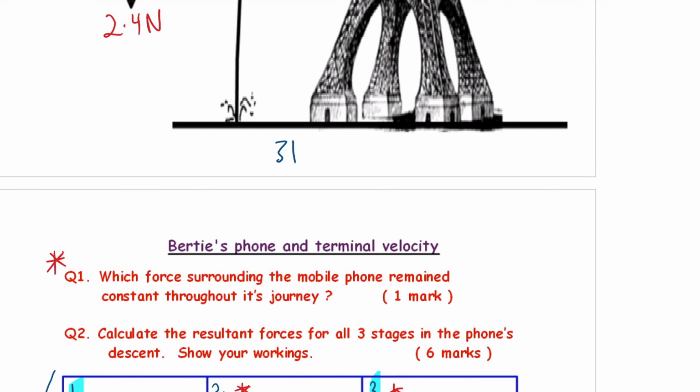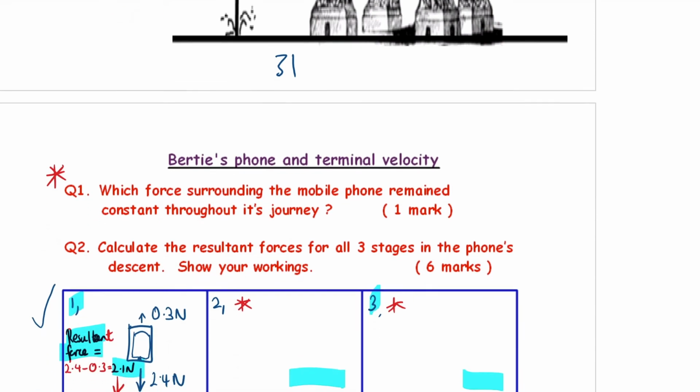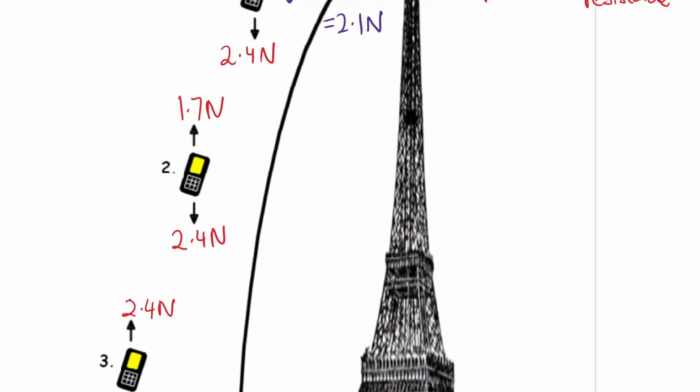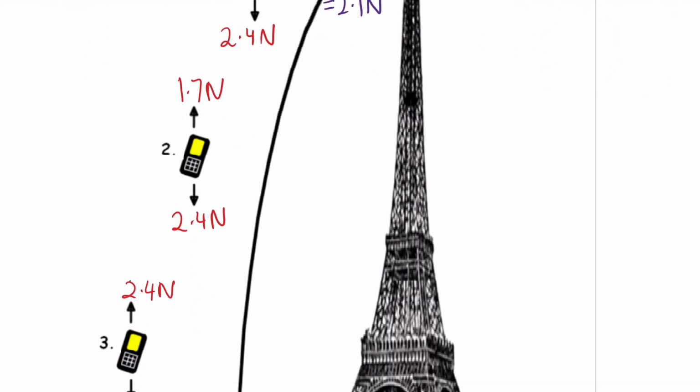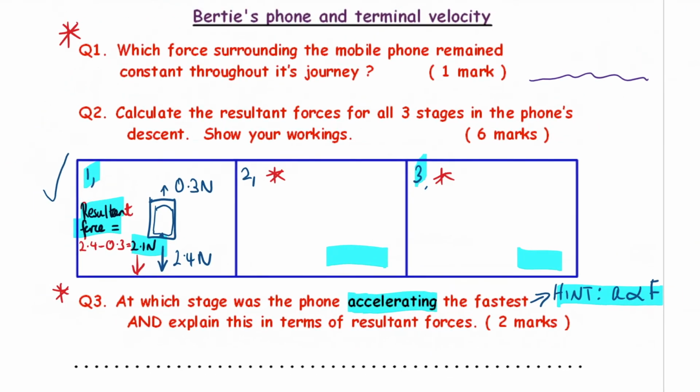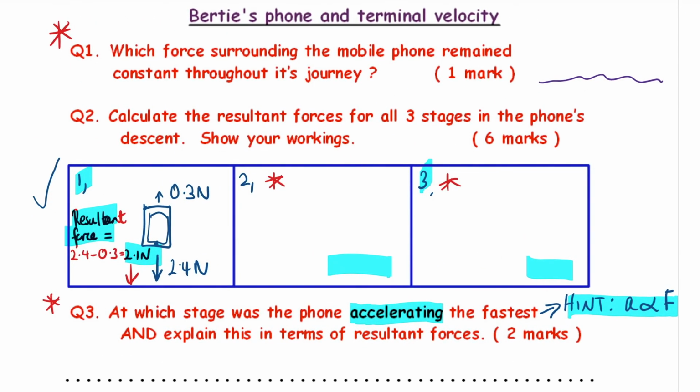So question 1, which force surrounding the mobile phone remained constant through its journey? That's going to be its weight. So you answer here. Calculate the resultant forces for all 3 stages. Now I've done question or position 1, I should say, above, with the resultant force of 2.1 newtons, and I've drawn that in the box there. You need to do the same now for 2 and 3, position 2 and position 3. I've highlighted those 2 boxes for you.